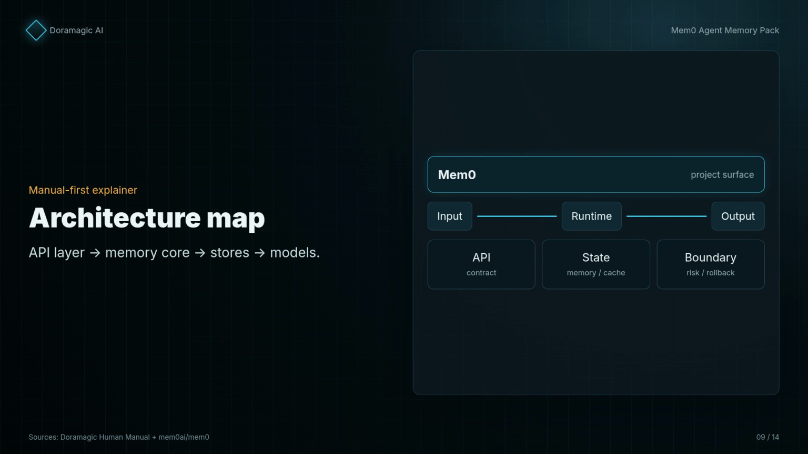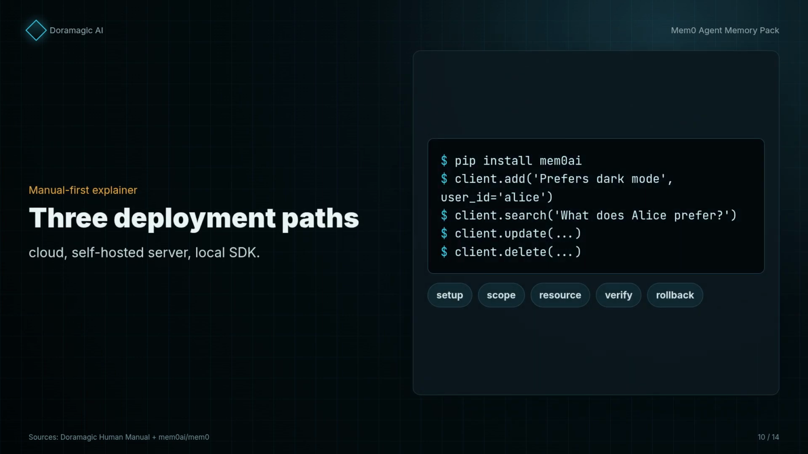The safe first run should avoid sensitive data. Create a test user, add one harmless preference like dark mode or Vim key bindings, search for it, update it, delete it, and confirm it is gone. Then inspect configuration, provider keys, storage backend, user IDs, and retention behavior.